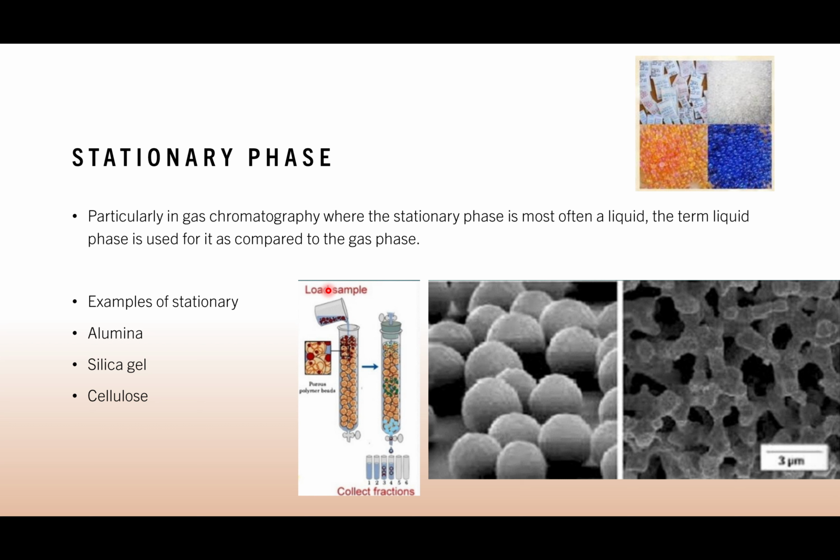All right, okay. So particularly in gas chromatography, where the stationary phase is most often a liquid, the term liquid phase is used for it as compared to the gas phase. Examples of stationary phases are alumina, silica gel, and cellulose. I normally use alumina. So looking at the stationary phase now.